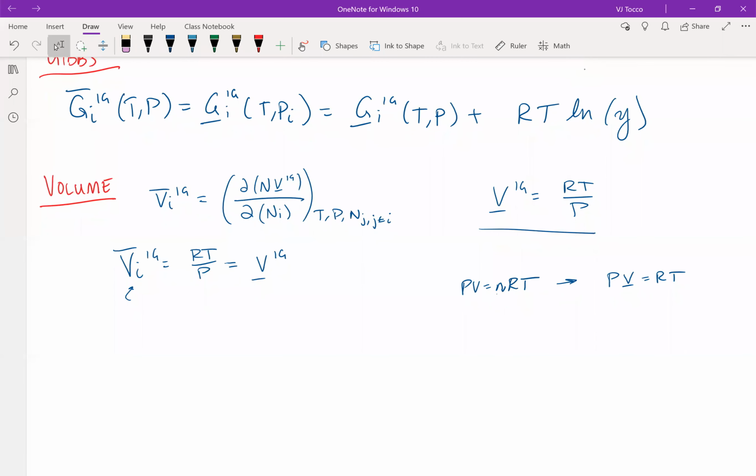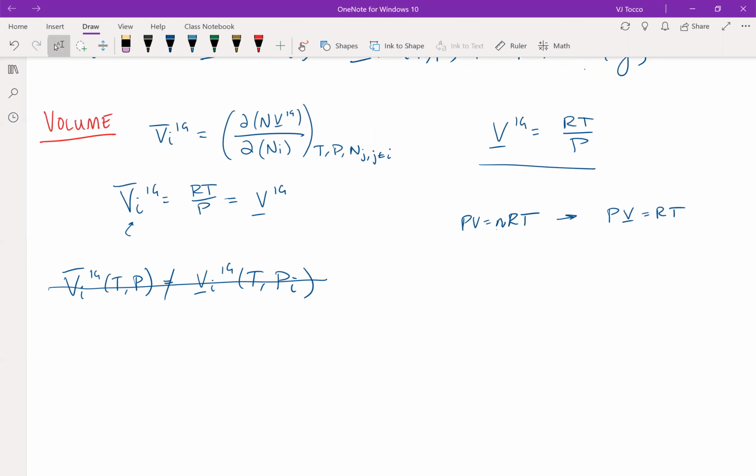Taking this a step further, we might think that we can write the following equation, where the partial molar volume of component i for an ideal gas at a certain temperature and pressure is equal to the molar volume of component i of an ideal gas at a certain T and partial pressure. But this equation cannot be true because the pressures are different. If I have the same number of moles of component i but a different pressure, I cannot say that these things are equal. So this equation does not work, and I have to have an alternative.